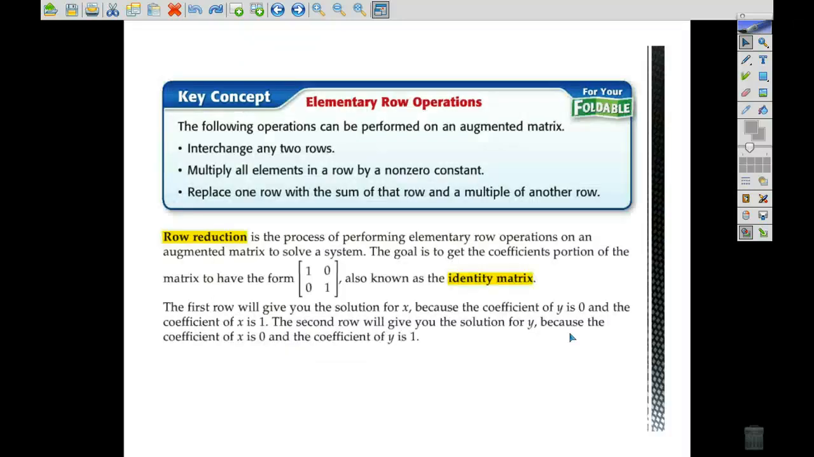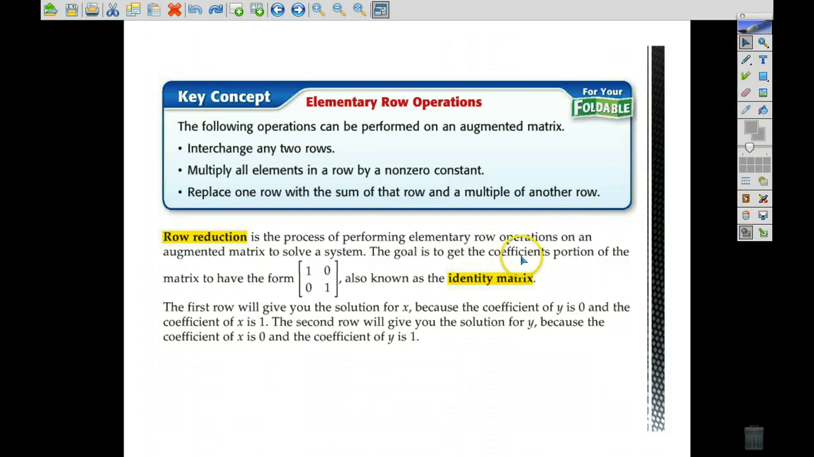Okay. Key concept: elementary row operations. The following operations can be performed on an augmented matrix. You can interchange any two rows, multiply all the elements in a row by a non-zero constant, or replace one row with the sum of that row and a multiple of another row. So row reduction is the process of performing elementary row operations on an augmented matrix to solve a system.